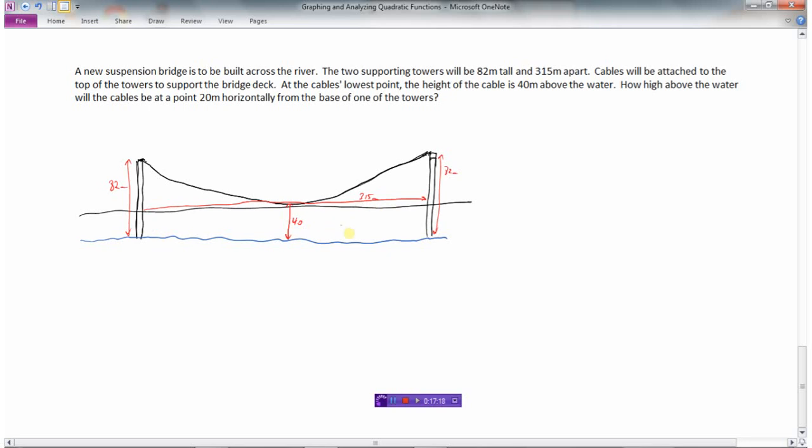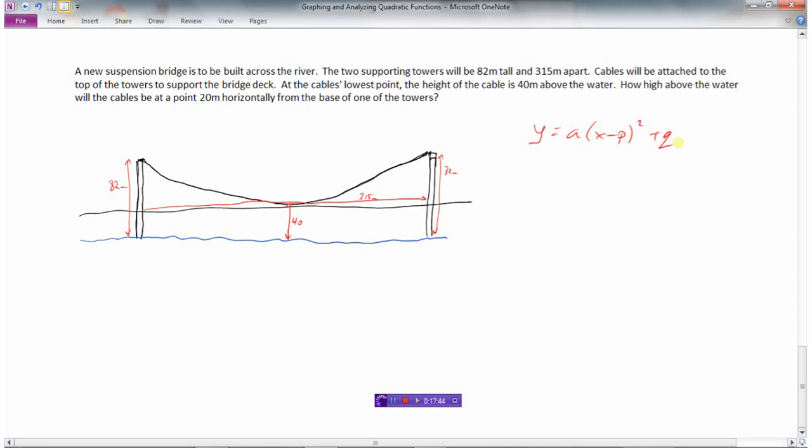All the way across there. So we have to come up with an equation for this function, this parabola here. Well, if we're going to come up with an equation, we need the equation of a parabola, which we know looks like this. So we need to find a vertex and we need to find A.